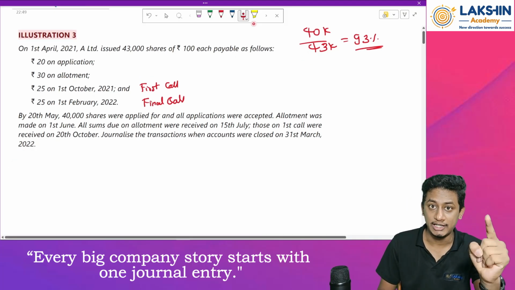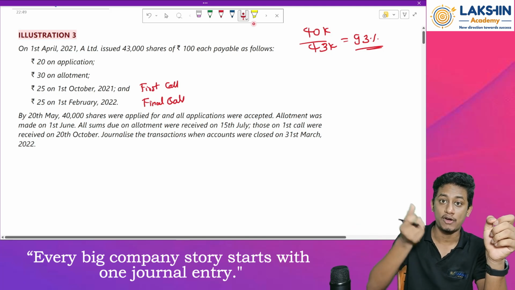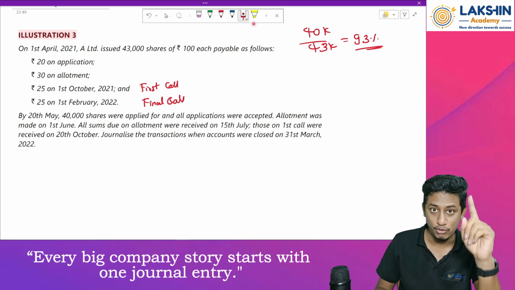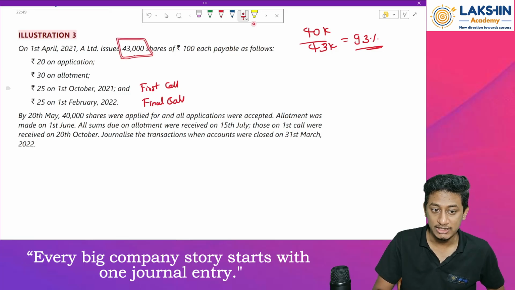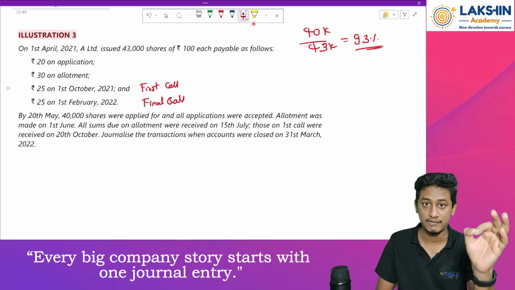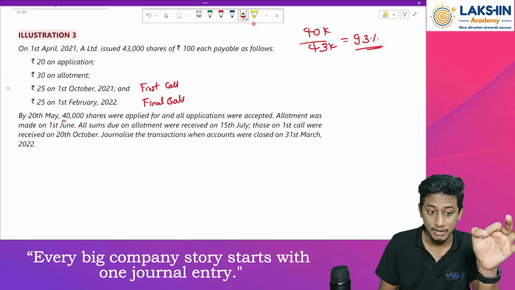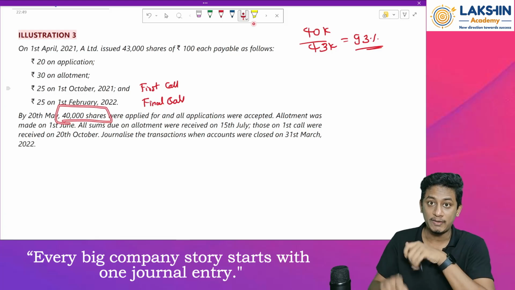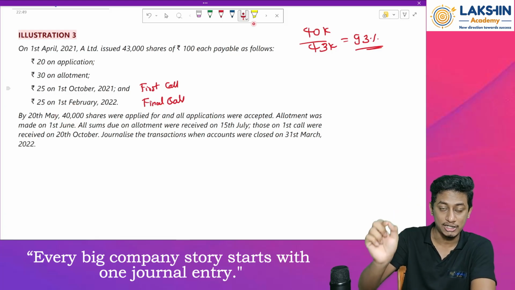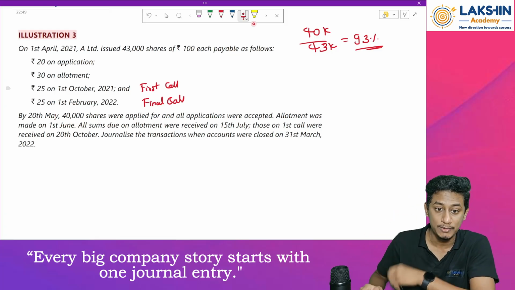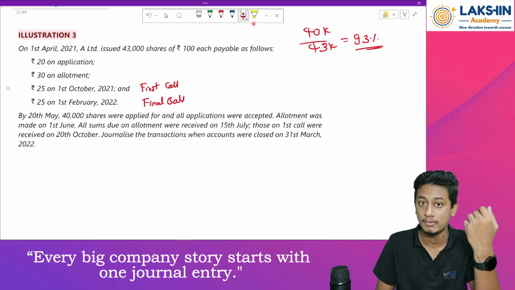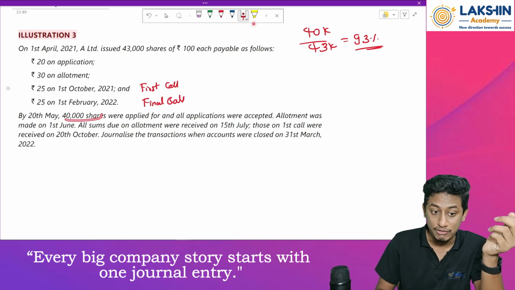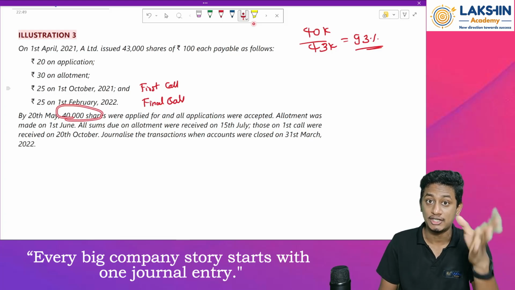What will be the first entry? The first entry will be the receipt of application money. See, first we don't pass the application entry directly. Why? In this case, 43,000 shares were issued, but only 40,000 were subscribed. If I pass the main entry, that is share application account debited to share capital account, I will pass the entry for 43,000 shares because I don't know how much will be subscribed. But actually subscribed is 40,000.